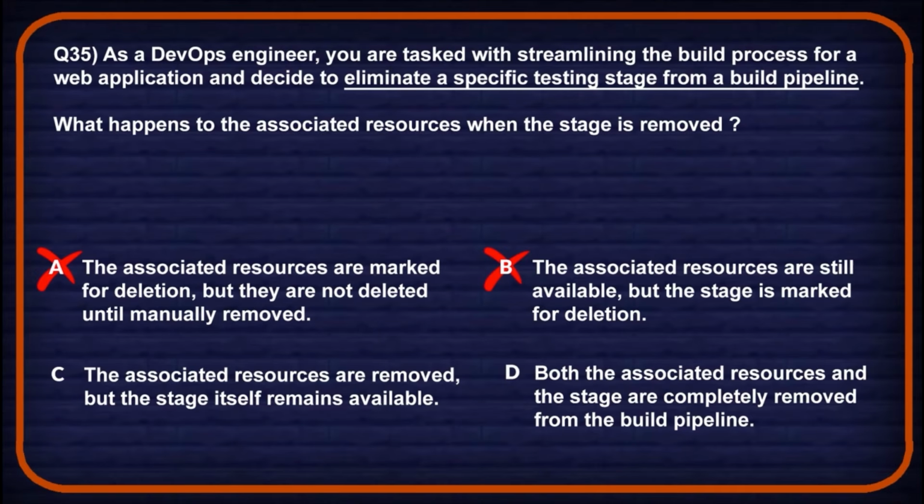Moving on to option C. The associated resources are removed but the stage itself remains available. Removing a stage also deletes the stage itself alongside its associated resources. So option C, again a wrong choice. Moving on to option D. Both the associated resources and the stage are completely removed from the build pipeline. Deleting a build pipeline stage in OCI DevOps permanently removes both the stage and its associated resources. So option D will be the correct choice.